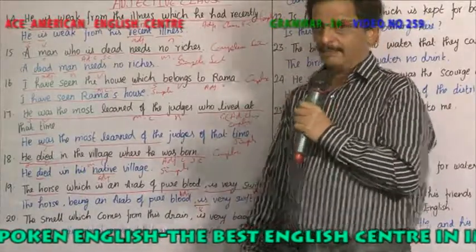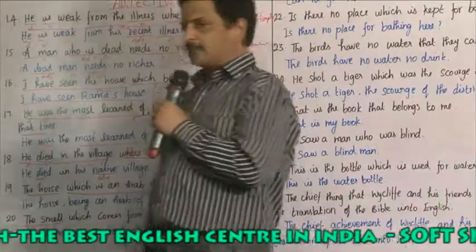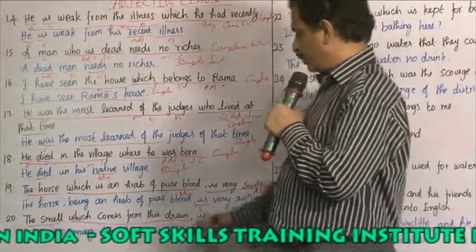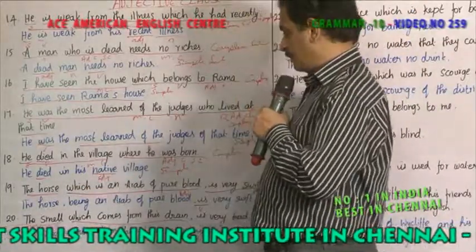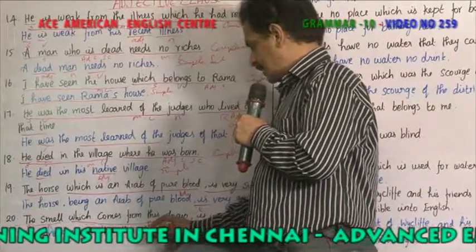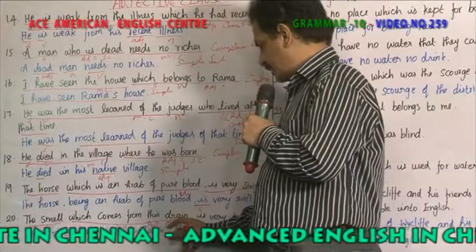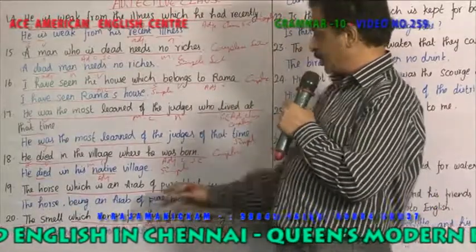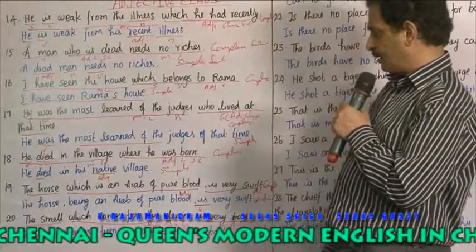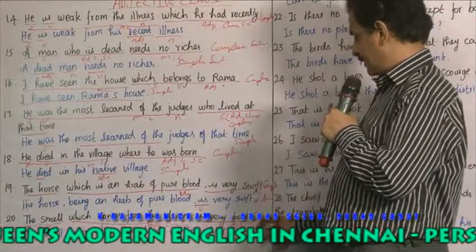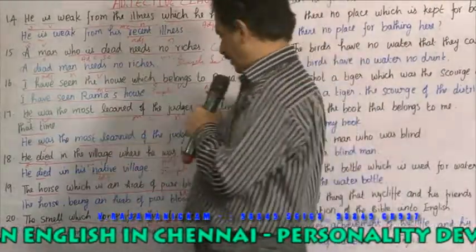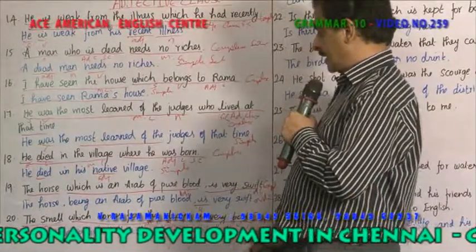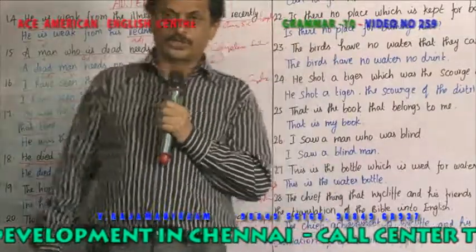Next, the smell. The smell is a noun. And the smell is described by which comes from this drain. Drain means what? The drainage. So, which comes from this drain describes the smell. So, this is an adjective clause describing the noun smell. This becomes a subordinate clause. The smell is very bad. And the smell is described using the clause which comes from this drain. So, this becomes a complex sentence. How do you change it into a simple sentence? The smell coming from this drain is very bad. This is the only verb, so it is a simple sentence, right? So, the adjective clause is changed into the smell coming. Coming is not a verb, it is a gerund.